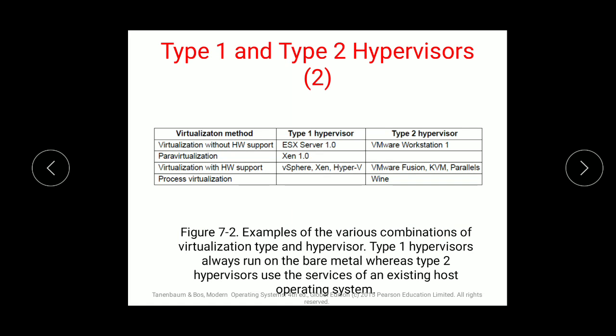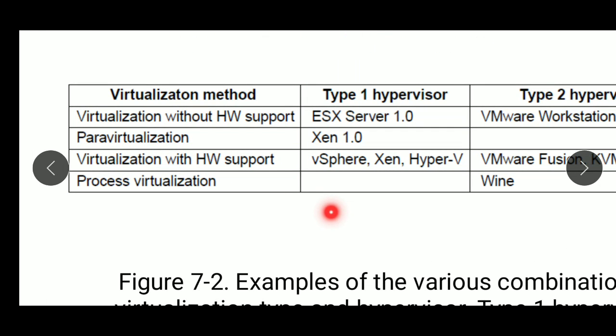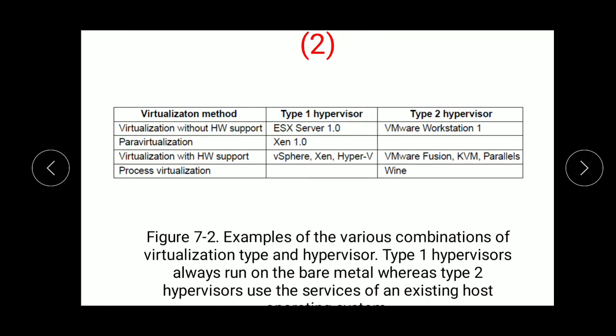So there are types of hypervisor, or we can say virtualization methods. There are basically four methods, and I'll tell them one by one. First one is virtualization without hardware support. Second one is paravirtualization. Third one is virtualization with hardware support, and the last one is process virtualization. So these are the four methods in which your hypervisor works.